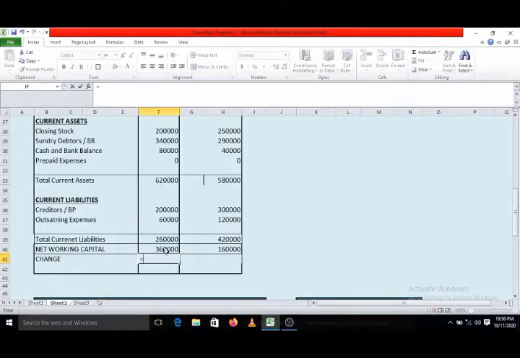Change is what? Change in the working capital of both these two, that is 3,60,000 minus 1,60,000. So that comes to 2 lakhs. So this is the change. Change is rupees 2 lakhs. Whether it is increased or decreased? So that has decreased. You can check out. First year it was 3,60,000. Second year 1,60,000. So it has decreased by rupees 2 lakhs. So our change in working capital is of rupees 2 lakhs.